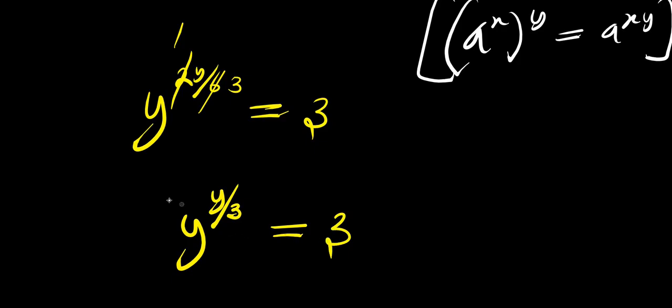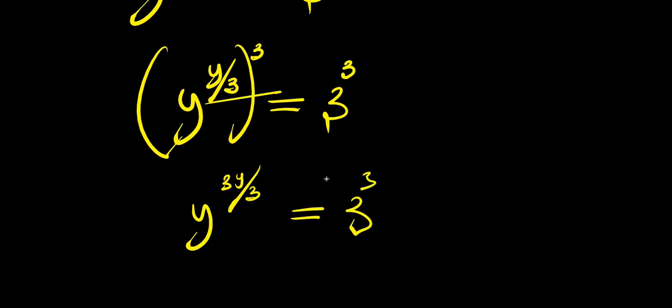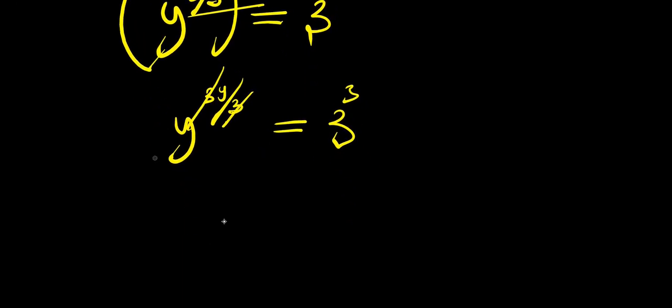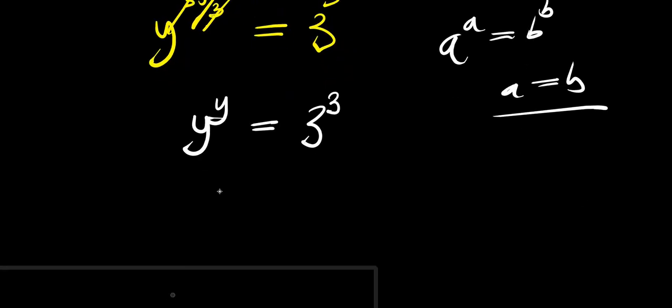So to solve for y, you raise both sides to the power of 3. And let's multiply this, so you have 3 times y over 3, so that is y power y equals 3 power 3. And you have a power a equals b power b. That means a equals b. So from here, you have y equals 3.